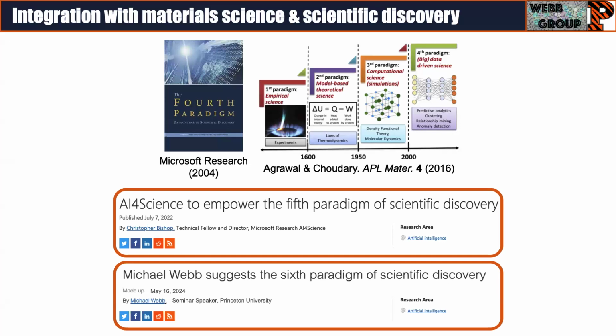I'm here to suggest that there is a sixth paradigm of scientific discovery. Again, these are augmentations. They don't replace. I want to get credit before Microsoft does. So, sixth paradigm of scientific discovery.